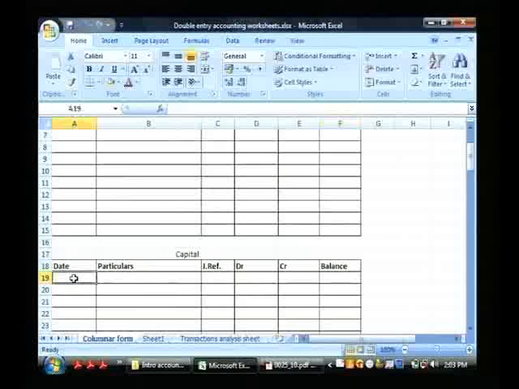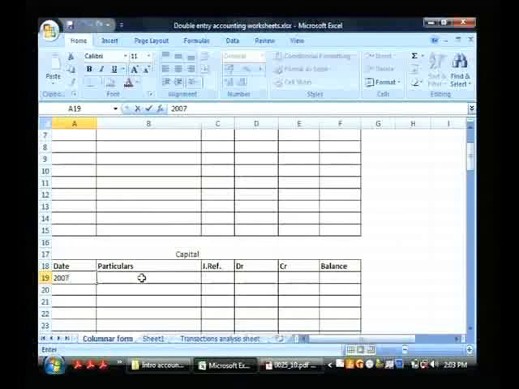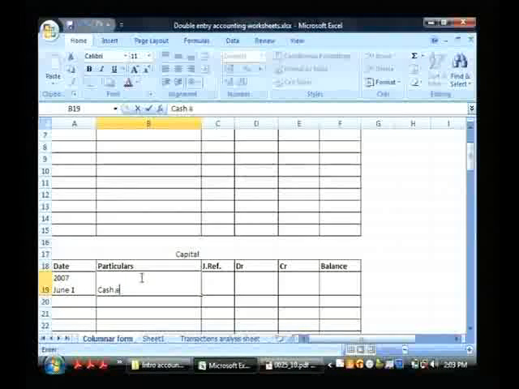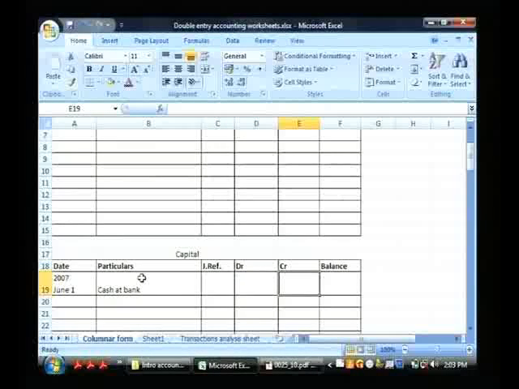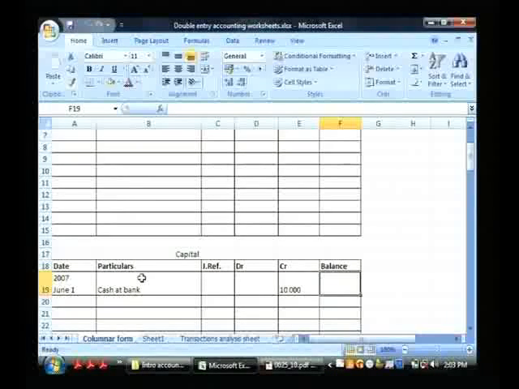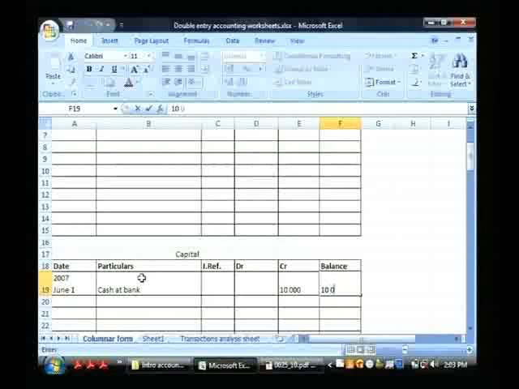And the double entry in capital account, 2007 June 1st, particulars, title of the corresponding account, that is cash at bank account, cash at bank account debit and capital account credit 10,000, and after this entry complete the balance column, it is credit.